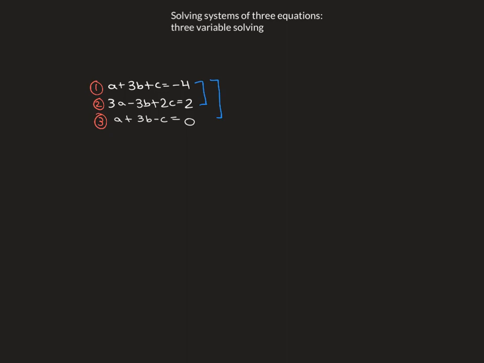So let's work with the first pair, equations 1 and 2. Equation 1 is a plus 3b plus c is equal to minus 4. And then equation 2 is 3a minus 3b plus 2c is equal to 2. In this scenario you have to use the elimination method.